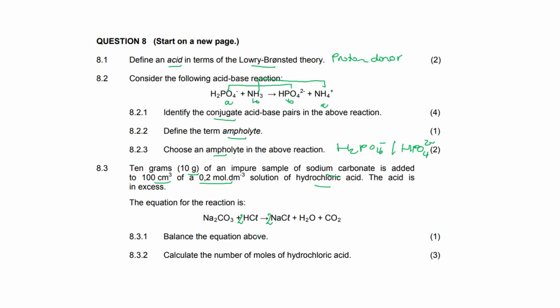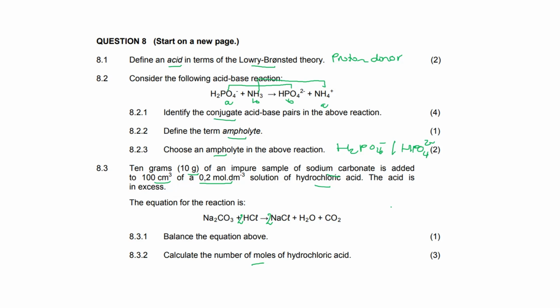But what about my oxygens? Let's take a look. So I have 1 carbon, that's balanced. I have 2 oxygens and 1 oxygen, and I have 3 oxygens. So that is balanced. Okay, and that is it for balancing the equation. Then they want us to calculate the number of moles of hydrochloric acid.